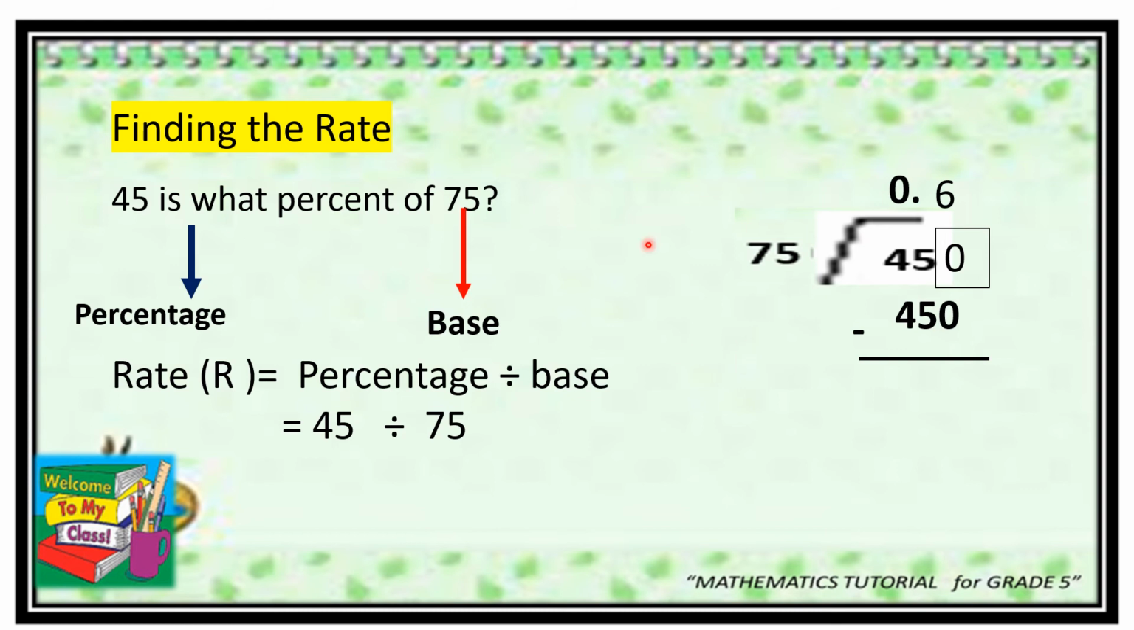Kaya lang, di ba sabi natin, pag rate, merong symbol na percent. So you will change 0.6 into percent. Okay. So you will move the decimal point from left going to the right. So the answer is 60%. From 0.6, it will become 60%. So that is the rate.